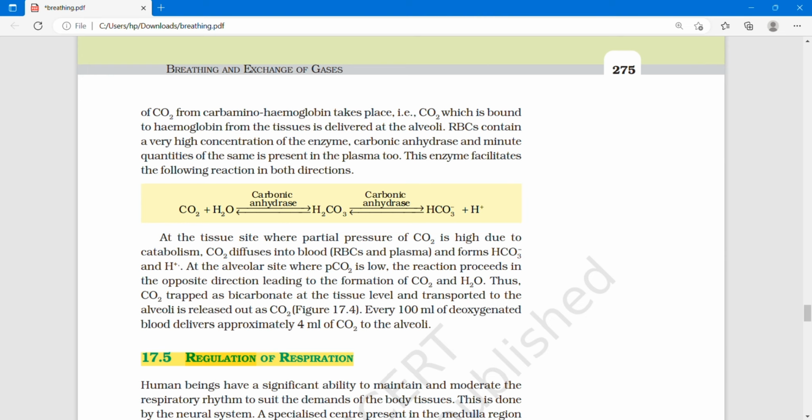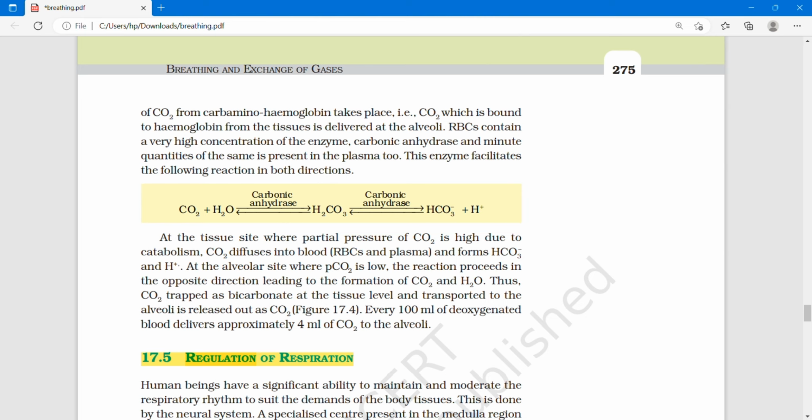That is, CO2 which is bound to hemoglobin from the tissue is delivered at the alveoli. RBC contains a very high concentration of the enzyme carbonic anhydrase, and minute quantities of the same is present in the plasma too. This enzyme facilitates the following reaction in both directions. That reaction is given in this chart. At the tissue site, where partial pressure of CO2 is high due to catabolism, CO2 diffuses into blood, RBCs and plasma and forms HCO3 minus and H plus. At the alveolar site, whereas partial pressure of CO2 is low, the reaction proceeds in the opposite direction, leading to the formation of CO2 and H2O.